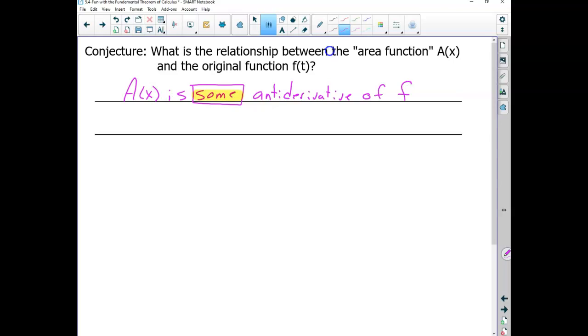Okay, what does that mean? Well, that means A prime of x actually equals f of x. Notice this is a little f, and that's going to be important because we're going to be talking about big F of x and little f of x. The only difference here is that t was replaced with x.